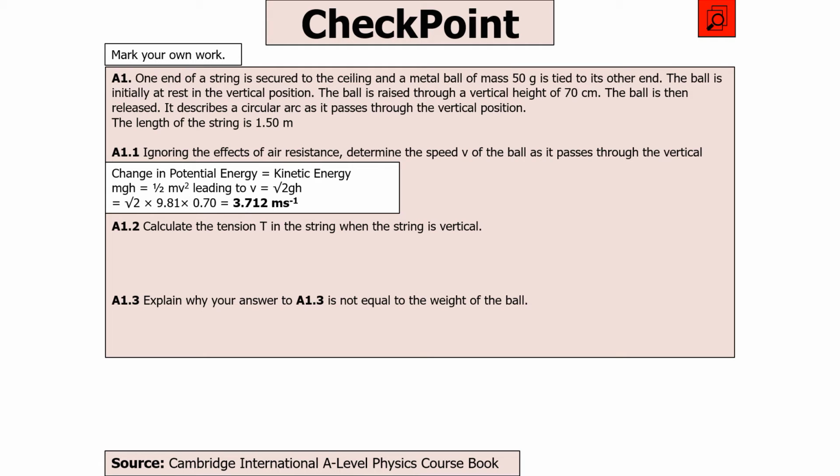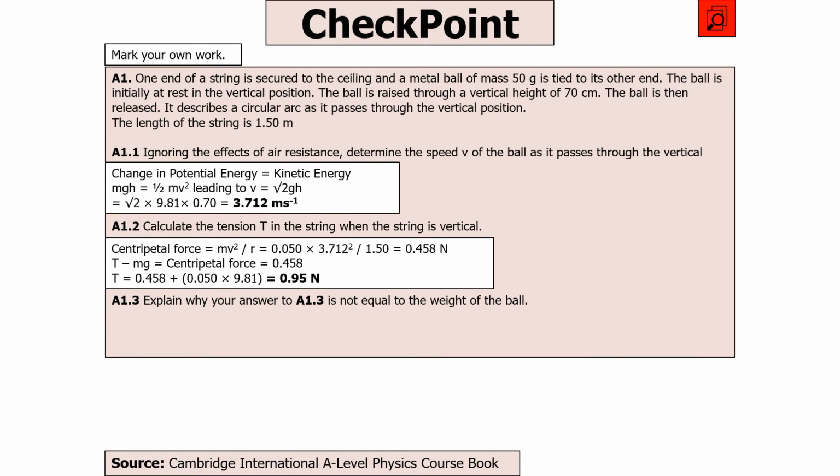Well, we know the centripetal force, the resultant force towards the center of the swing, is going to be equal to mv squared over r. So you can work it through with all the information you've been given. You just worked out v in the previous question to get 0.548 newtons. Now, what's the resultant force towards the center?